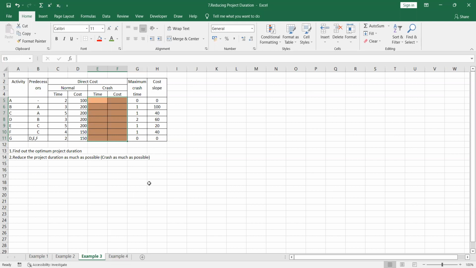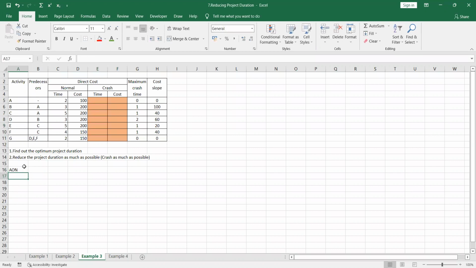I will upload this Excel sheet to the LMS, right? In example number 3, you are not given crash time and cost. So as a first step, you have to find out this crash time and cost. Then you can draw the project network. In drawing the project network, I am asking you to use the activity on node approach.